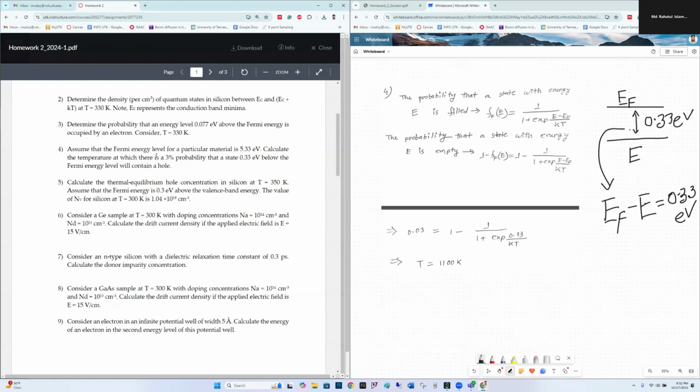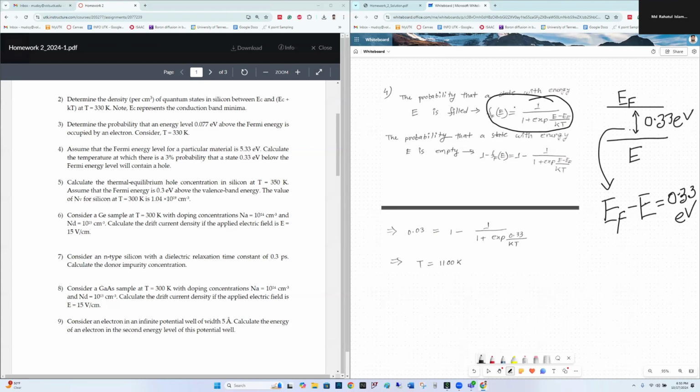Okay, let's go back to the question. The question was: at which temperature will there be a 3% probability of containing a hole. We know the probability of containing an electron from the Fermi-Dirac probability function, as you can see. So what will be the probability of containing a hole? You know that an electron's absence is a hole, so the probability of not containing an electron would be the probability of containing a hole. What is the probability of not containing an electron? It's just the complement, 1 minus f of E. f of E is the probability of containing an electron, so 1 minus f would be the probability of containing a hole.